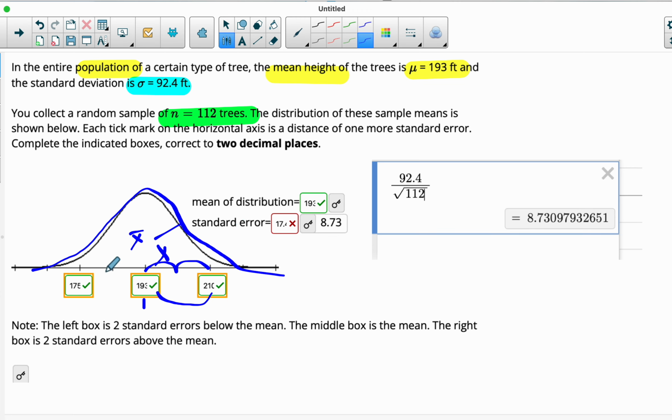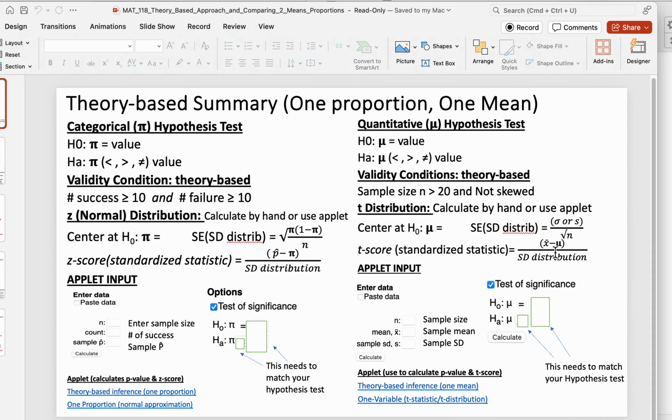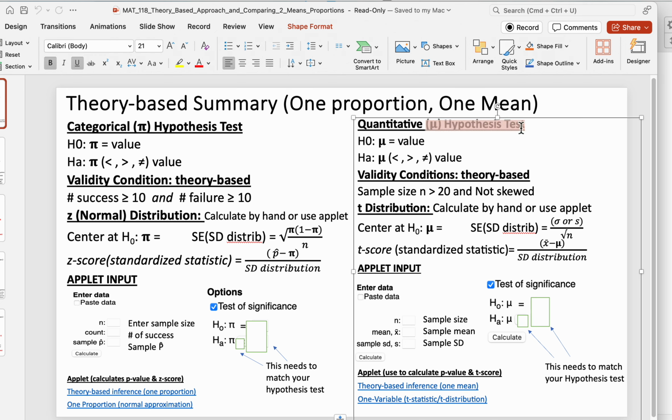Okay, so when I create this distribution and I do a theory-based approach, the center of the distribution is going to be mu, which you put here, 193. But because I'm taking a whole bunch of samples, this distance here, we don't use that. We're going to use this formula here from this sheet. So what I want you to be looking at is that we have one mean, and we're doing a hypothesis test, so to speak.